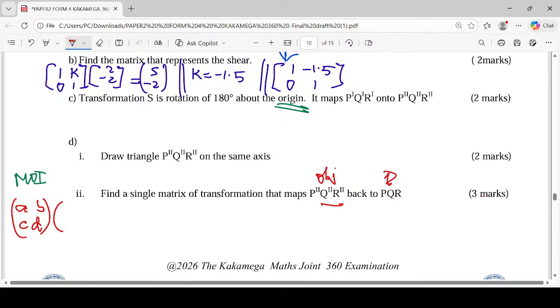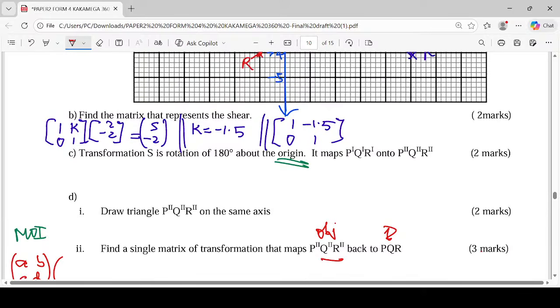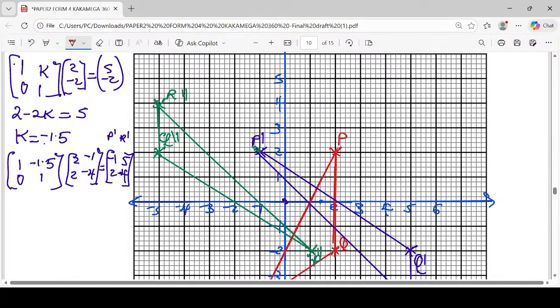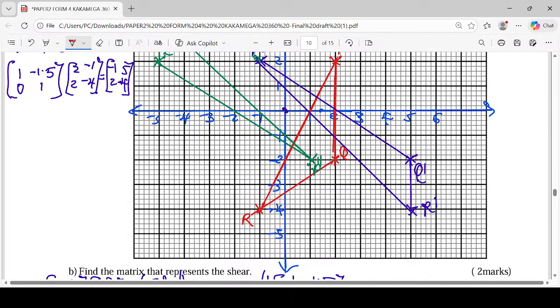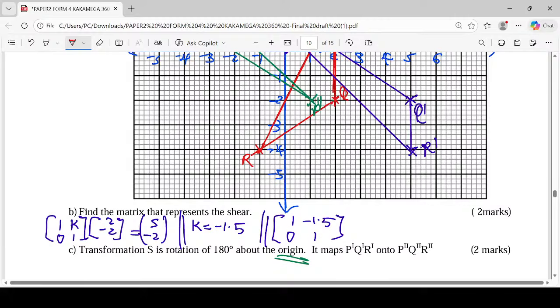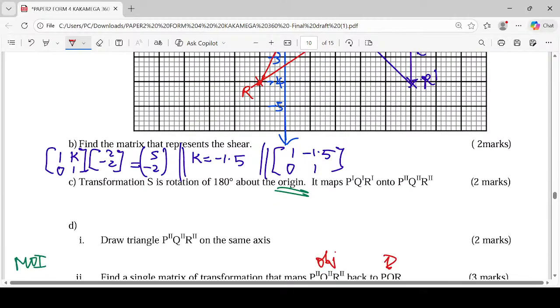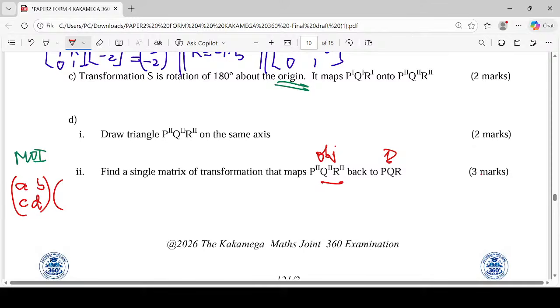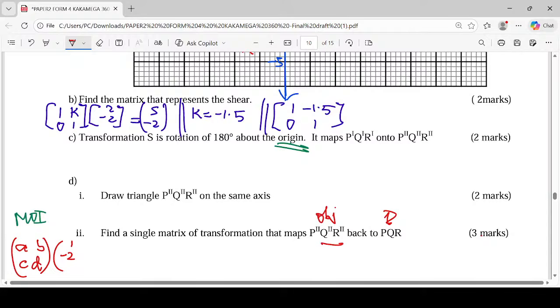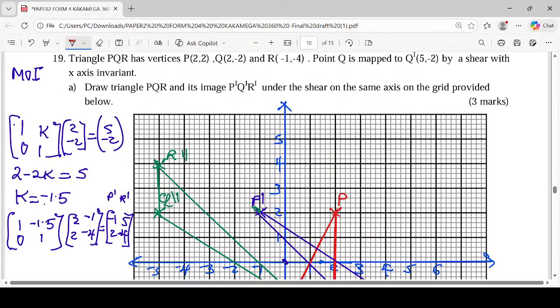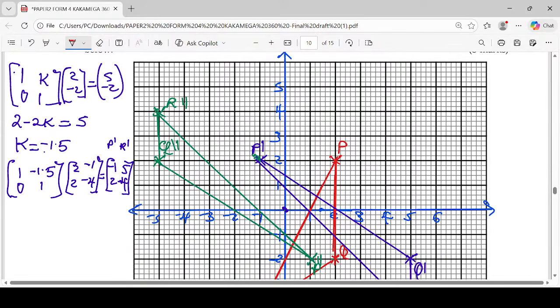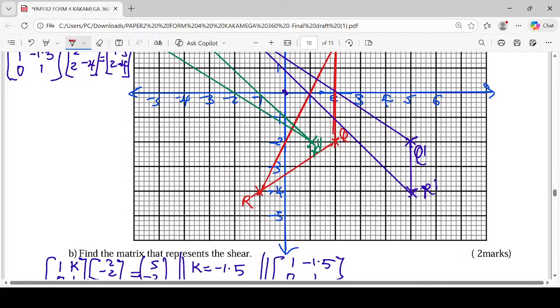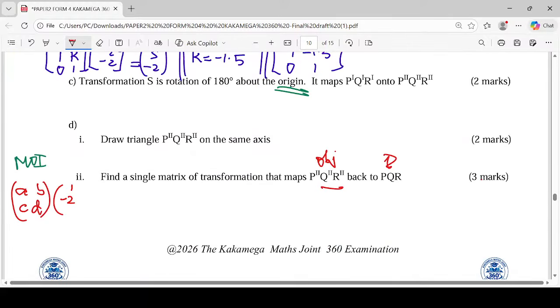Our object is now the coordinates of P double prime, which is 1, negative 2. Q double prime is negative 5, 2. We are having here negative 5, 2.